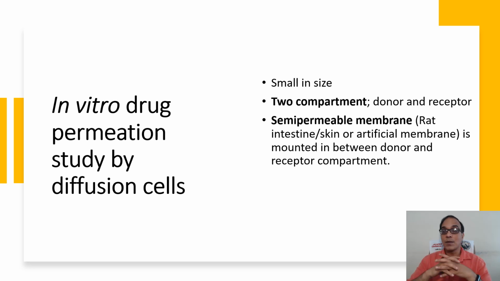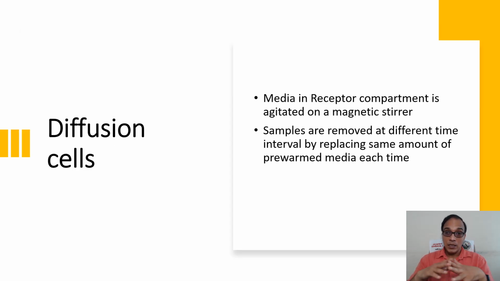They are smaller size apparatus with two compartments, donor and receptor compartment, which are separated with a semi-permeable membrane. This may be a natural intestine mucosa, or it may be an artificial membrane which is mimicking the environment of the natural membrane, and we fix it in between the donor and receptor compartment. Now, the receptor compartment is agitated on a magnetic stirrer and samples are removed at different time intervals by replacing the same amount of pre-warmed media each time.